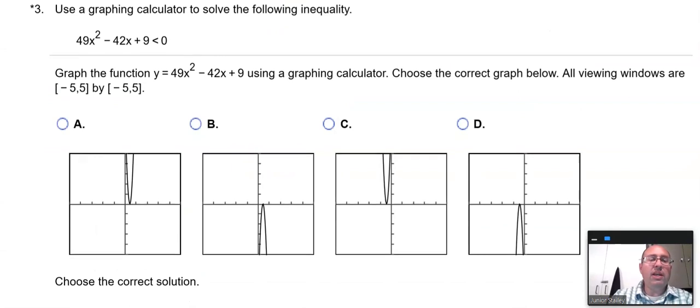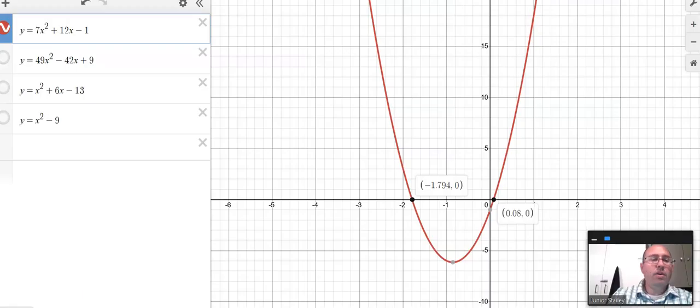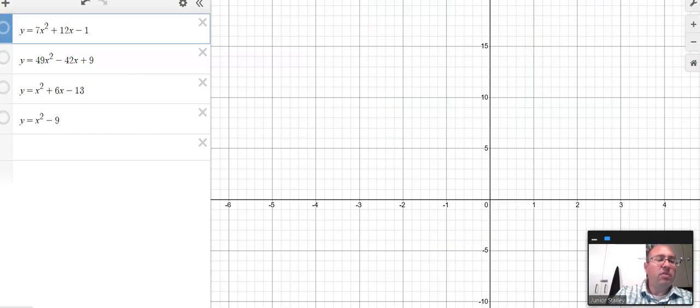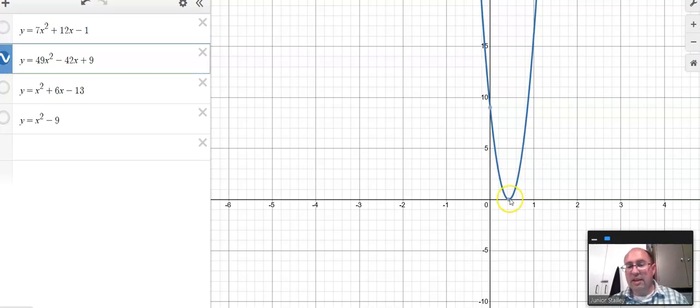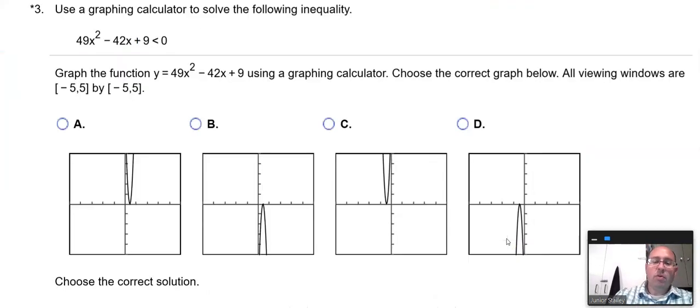Okay, question 3. Now we're looking at a different graph. Let me jump back over here. Let's get rid of that one, take this one. Now we're talking about a picture that looks like this. Now, where's it hitting the x-axis? It is hitting it at 0.429. So we're looking for something that looks like it's hitting at 0.429. And so that's going to be, is that letter A again?